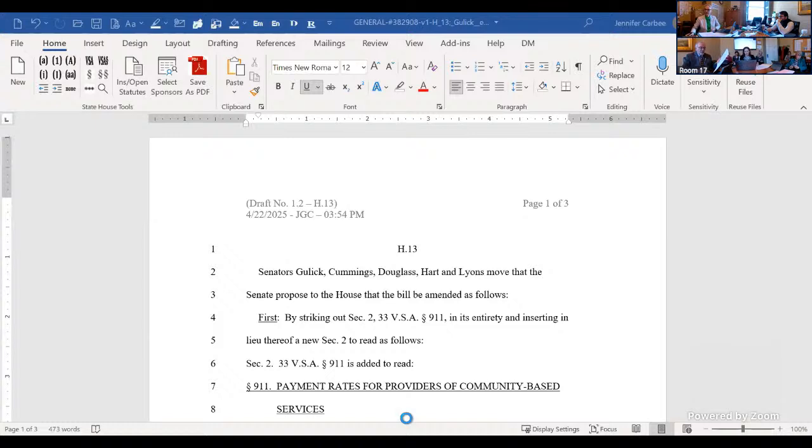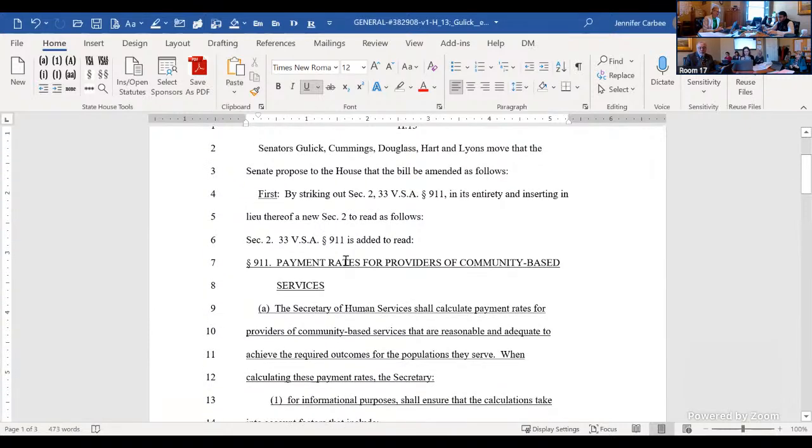I did not do it as a strike all amendment, although I did strike section 2 and put in a new section 2. I'm going to look also at the document from AHS to help me remember what we changed. So in this amendment, first we're striking out section 2 in its entirety and putting in a new section 2, but the actual changes are changing throughout determine payment rates to calculate payment rates. So you'll see calculate in here several times.